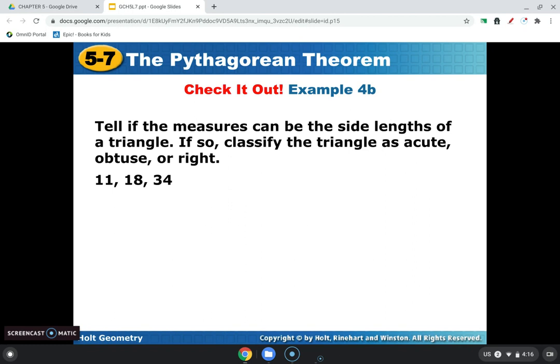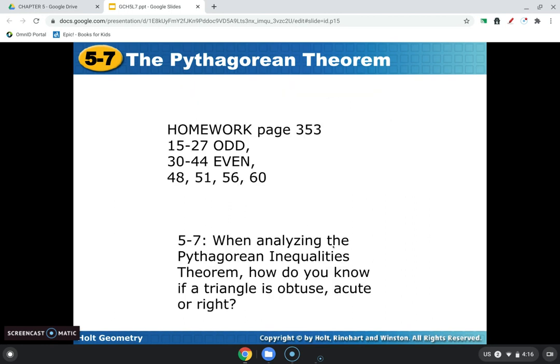11, 18, and 34. What's 11 plus 18? 29. 29 is less than 34, so that cannot be a triangle. All right. Let's go back here.